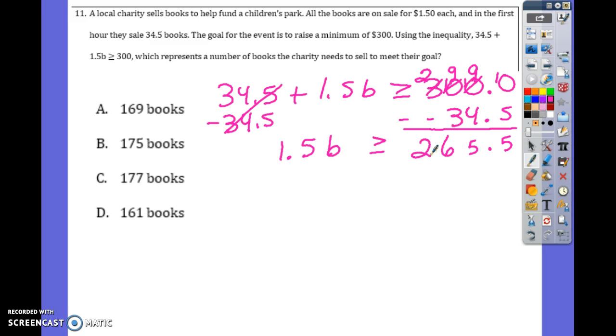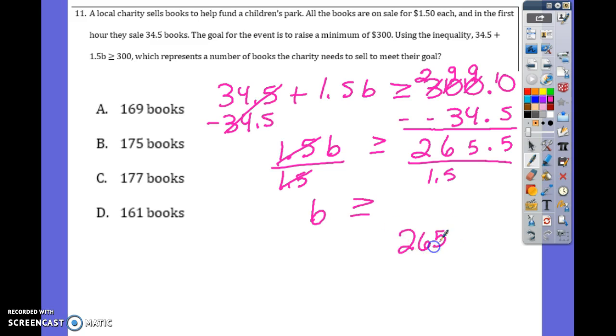Our second step is we need to divide to isolate the variable. We see a multiplication of 1 and 5/10, so we're going to need to divide both sides by 1 and 5/10. 1 and 5/10 divided by 1 and 5/10 equals 1, leaves me with B. My variable is isolated. My inequality symbol stays the same direction because I divided by a positive. I'm going to need to show my work for my division. 265 and 5/10 divided by 1 and 5/10.